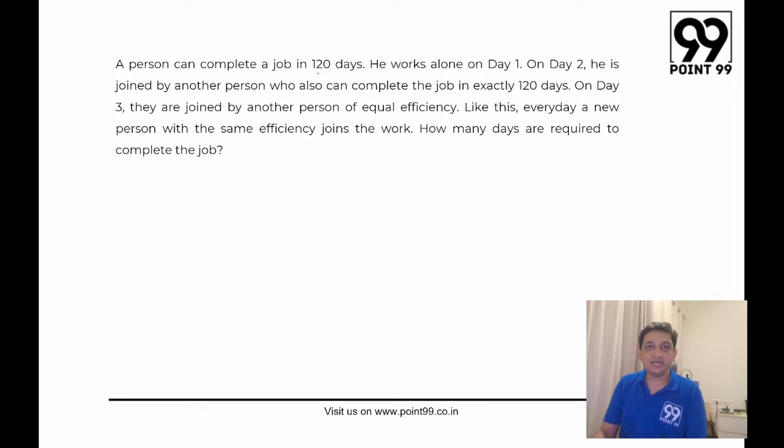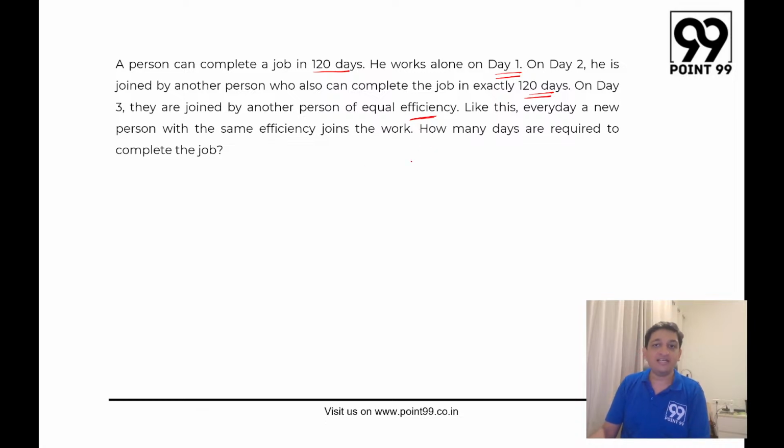So one person can complete a job in 120 days. This person works alone on day one. Day two को क्या होता है? He is joined by another person who can also complete the job in exactly 120 days. मतलब same efficiency का एक और person आके उसको join कर लेता है. On day three they are joined by another person of equal efficiency. तो day three को भी कोई तो ऐसा join करता है जो 120 days में उसको कर पा रहा था. And like this, every day a new person with the same efficiency joins the work.